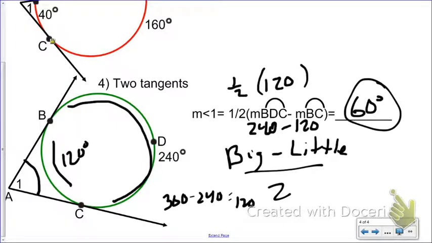But again, my other way of doing it, big minus little, 240 minus 120 is again 120, divided by 2, because dividing by 2 is the same as multiplying by 1/2. So that'll also get you 120 divided by 2 is 60.